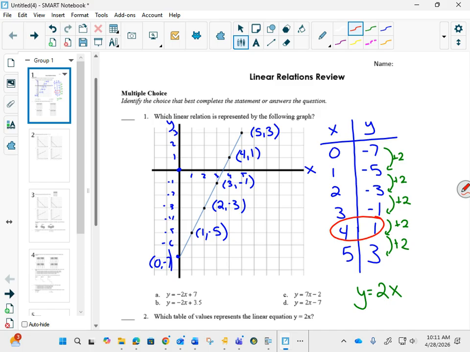If you did 2 times 4, what do you get? 8. What do we want to get? 1. What would you have to do to 8? You'd have to minus 7. So that's what we did to create our equation so far. We looked at how much you were adding each time. That was how much you multiplied x by. Do any of these match? Yes. 2x minus 7 matches up with D.